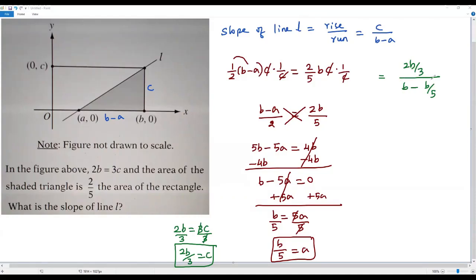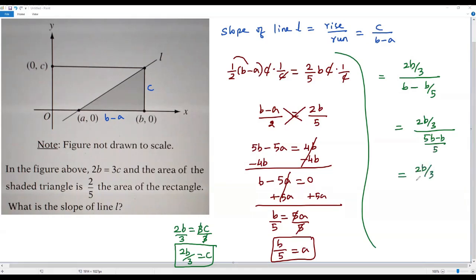Okay, now what we need to do is simplify this. So 2B over 3, let me write it over here. Now to simplify the subtraction of this B and B over 5, I have to multiply this B by this denominator. Once I'm done with this multiplication, I can take 5 as a common denominator. So when I multiply B by 5, I'm getting 5B negative B over 5. Now 2B over 3 divided by, when I simplify this one, I'm getting 4B over 5.